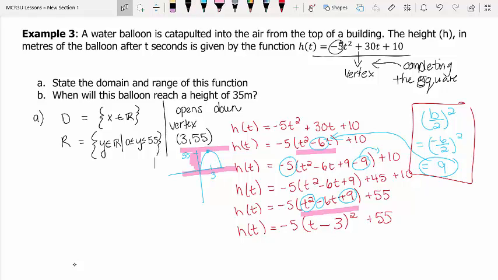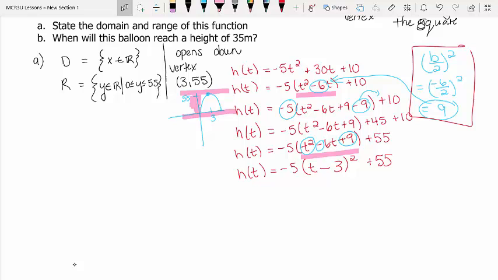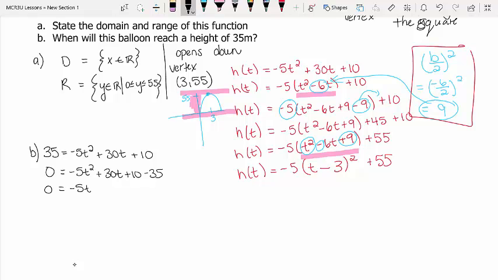Part B, when will this balloon reach a height of 35 meters? So we're going to plug in 35 for h at t. And then we're going to solve for t. Okay, so let's get all our terms to the one side. So let's bring that 35 to the other side. Now let's simplify. Now we're going to try and factor this. So we have to use the quadratic formula.